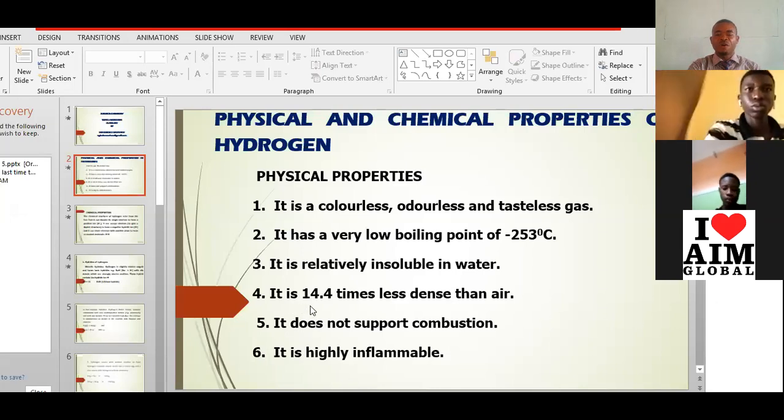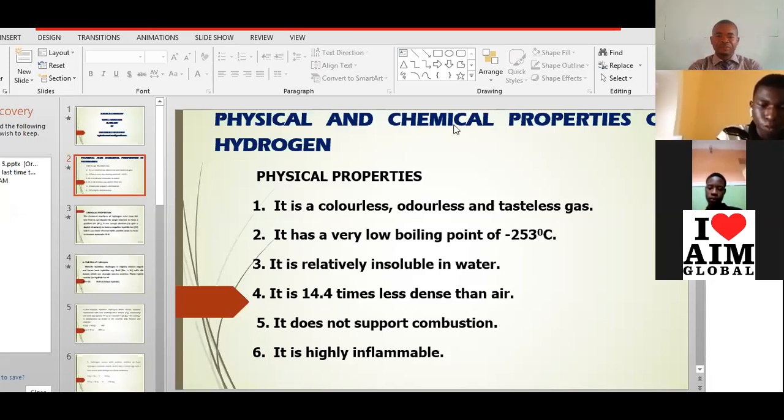Then property number 4, physical: hydrogen is 14.4 times less dense than air. This is also the reason why we can collect it over water in the laboratory during the laboratory preparation. That is, hydrogen is less dense than air. Then property number 5, hydrogen does not support combustion. Hydrogen does not support burning, though it burns in air to produce steam.